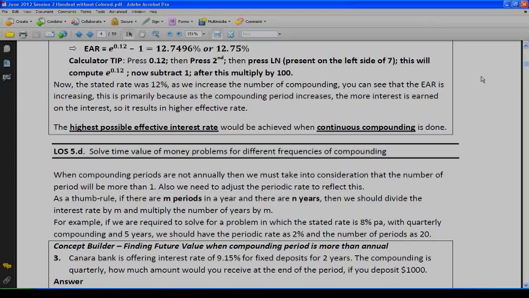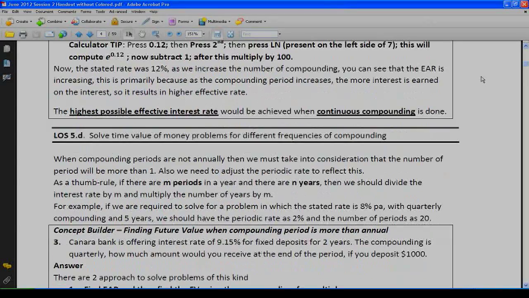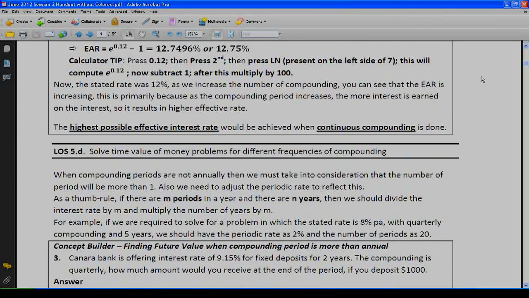See, this time value of money is the foundation of all. I will say that you will not get a direct question on this, but you will require it to clear your concept, and the application will be used throughout the Level 1 syllabus. Okay. So let's see how we'll solve this.